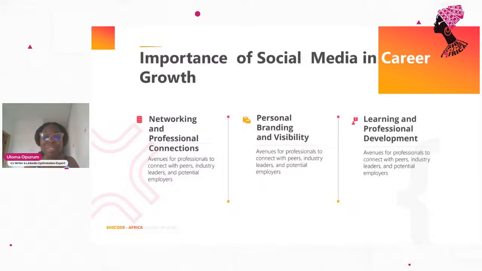You can also be there to learn and develop yourself professionally. There are a whole lot of things. If you're looking for a job, that's also networking. You can reach out to HRs that are recruiting, even reach out to people working in a company that you would want to work with. There are a whole lot of things you can do on LinkedIn professionally. That's what we're talking about.